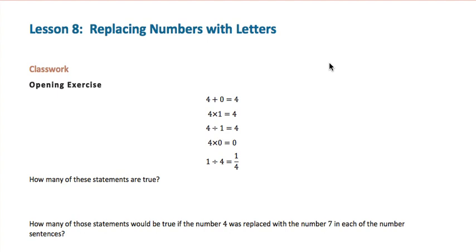Module 4, Lesson 8, we're going to replace numbers with letters, and it's an extension of Lesson 7. So we're first of all looking at a group of statements. 4 plus 0 equals 4. 4 times 1 equals 4. 4 divided by 1 equals 4. 4 times 0 equals 0, and 1 divided by 4 is the same as 1/4.